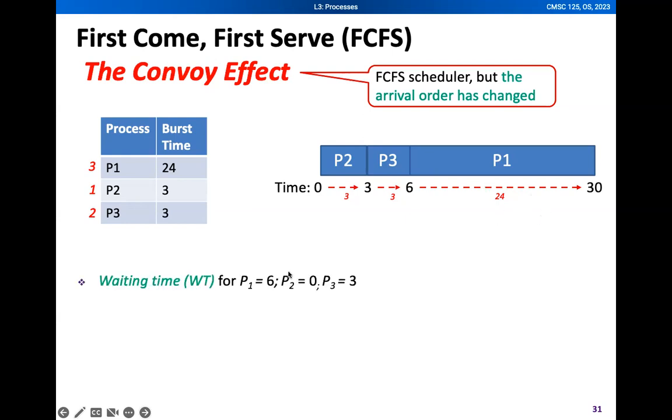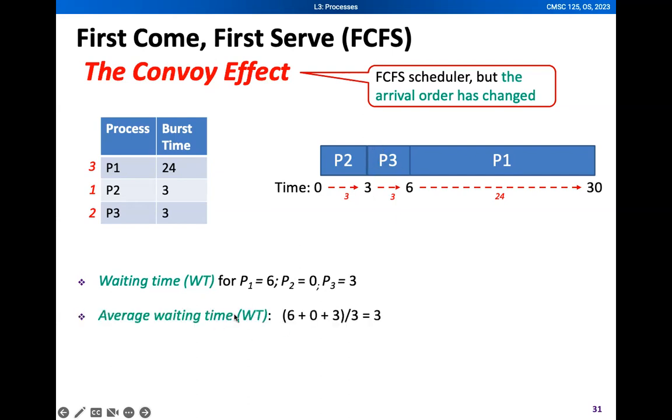Right? So what would be the waiting time? For P1, the waiting time is 6 milliseconds, since it has to wait for P2 and P3 to complete their execution before it starts its own. And for P2, the waiting time would be 0, since it arrived first and got executed the moment it arrived. And for P3, the waiting time is 3, since it has to wait for P2 to complete its execution, which took 3 milliseconds, before P3 started.